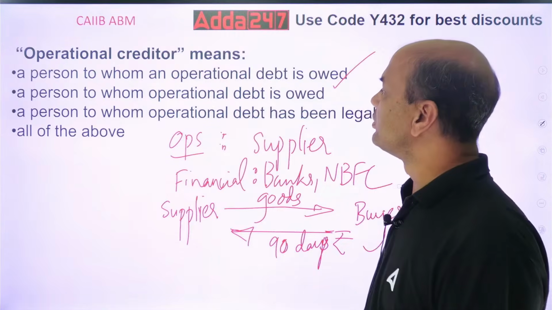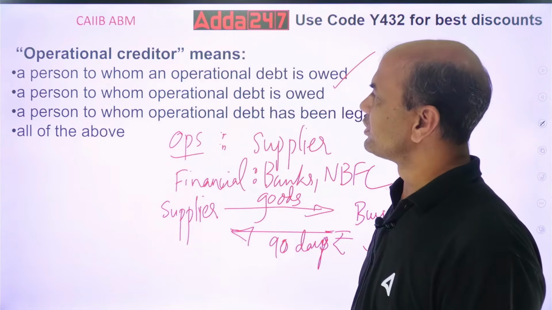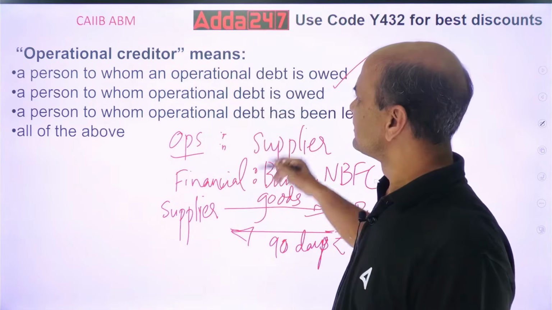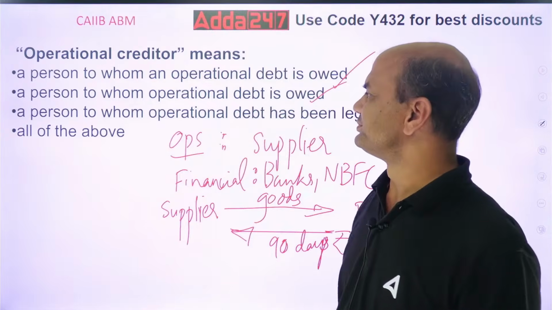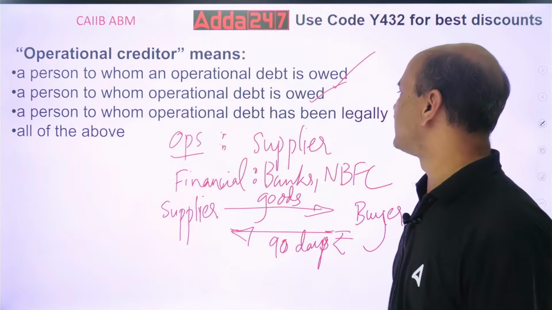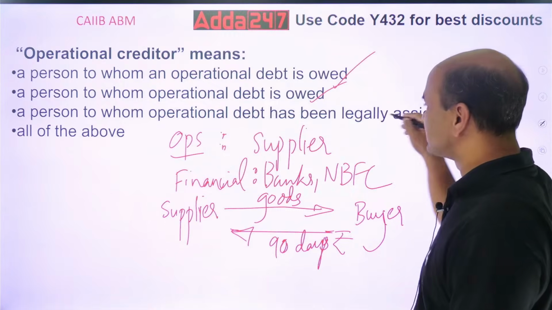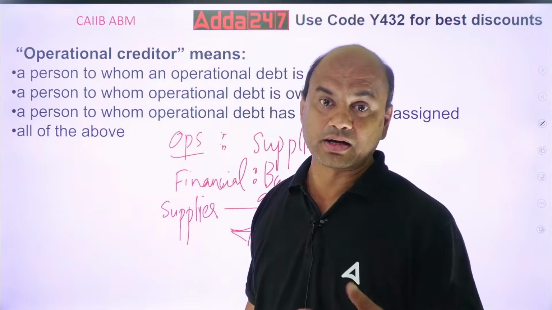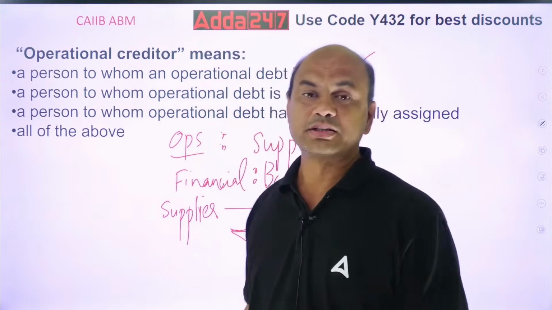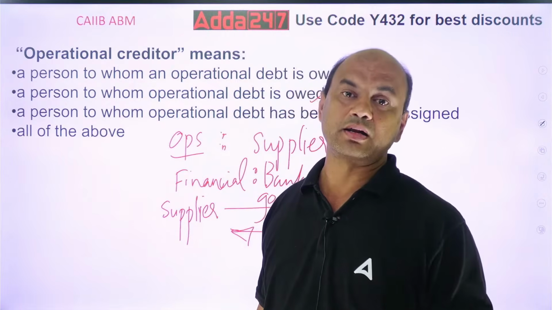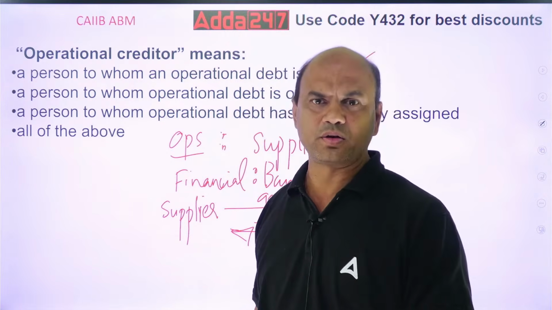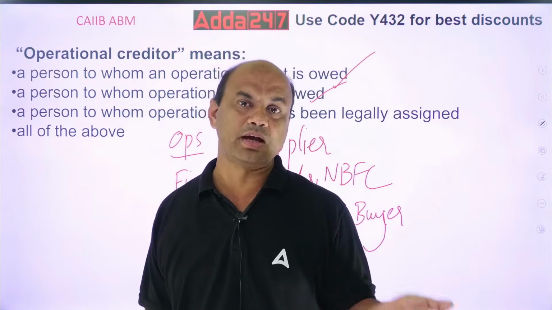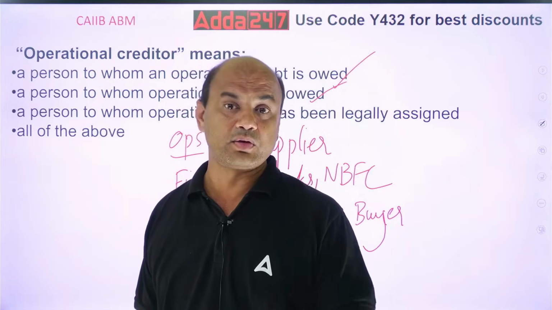A person to whom operational debt is owed. Again the same, so that is also true. A person to whom operational debt has been legally assigned. Now what is this third one? Legally assigned is known as judgment debtor and judgment creditor. This is appointed by the court or the IBC or any agency. It can be DRT, it can be SARFAESI Act, it can be IBC, anything, depending on the level of that company.